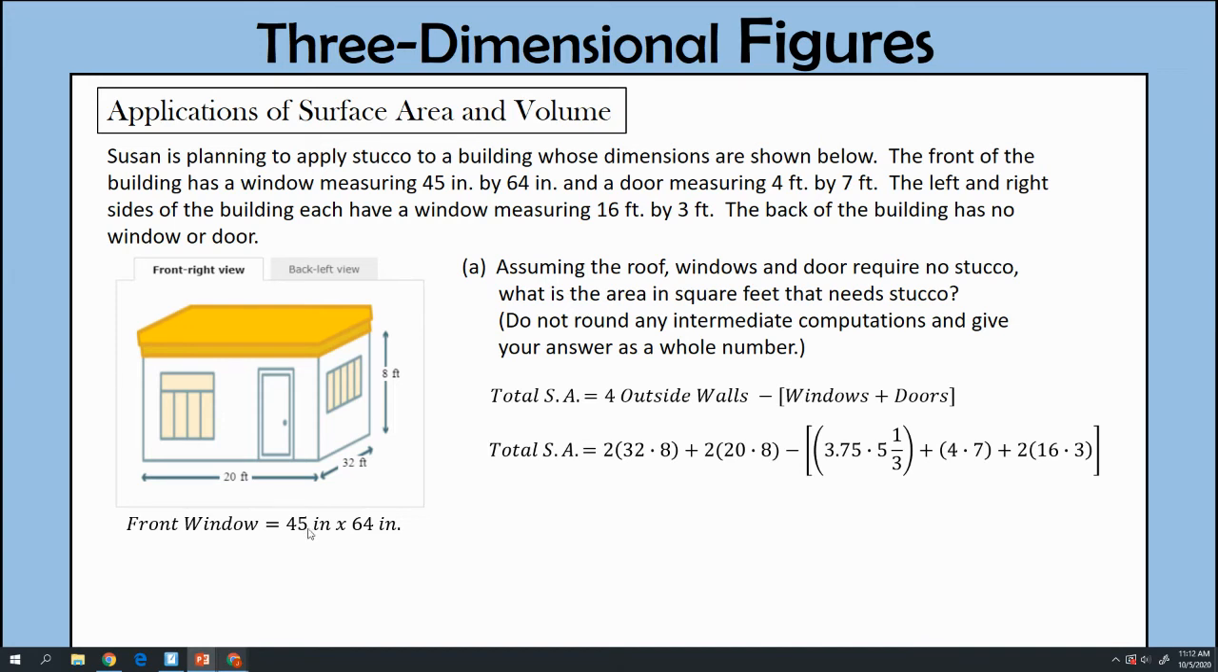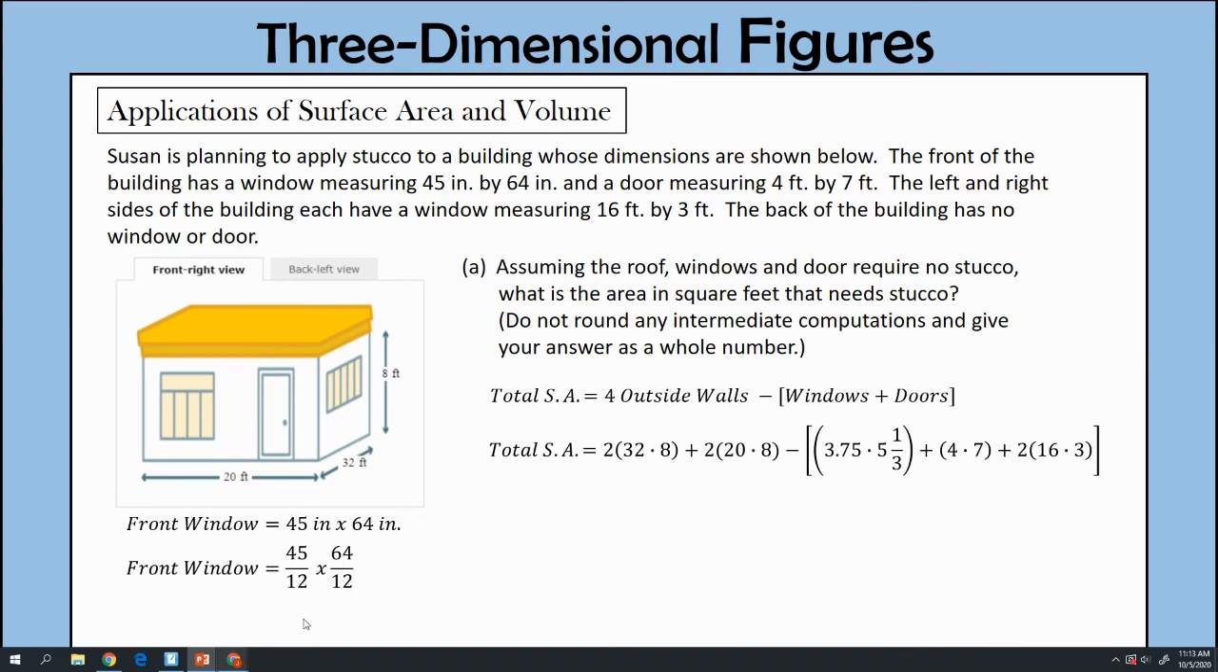All right, so the front window is 45 inches by 64 inches. What we're going to have to do is convert 45 inches to feet and 64 inches to feet. We got to divide them both by 12. Every 12 inches is a foot. So 45 divided by 12 will tell us how many feet this represents, and the same with the 64.